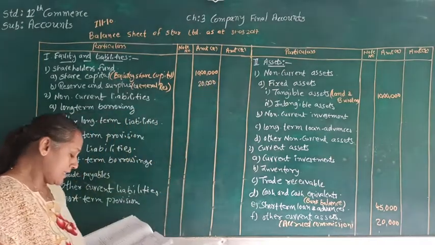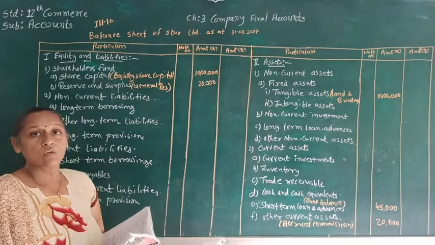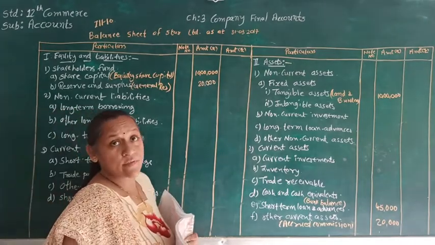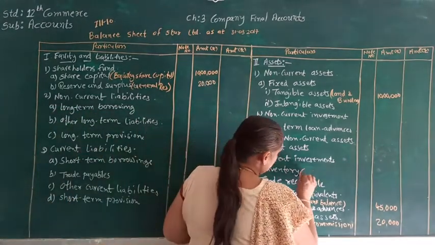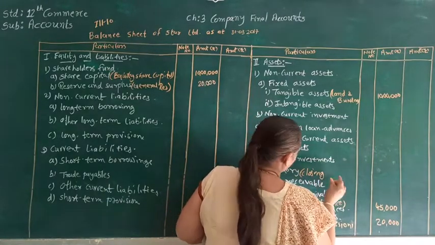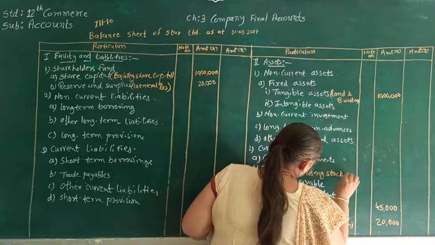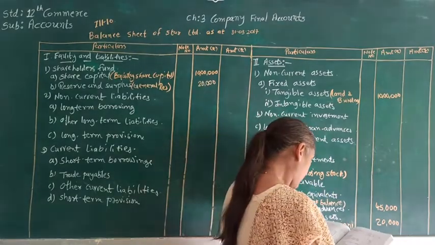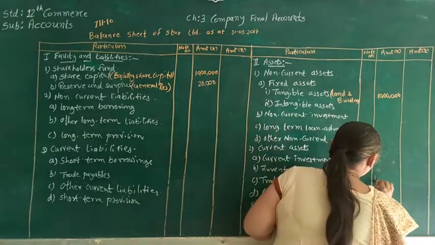Now let's see the other heading, which is closing stock. Closing stock, as we discussed before, is inventory and is supposed to be written under the head inventory. So closing stock is rupees 1,80,000.